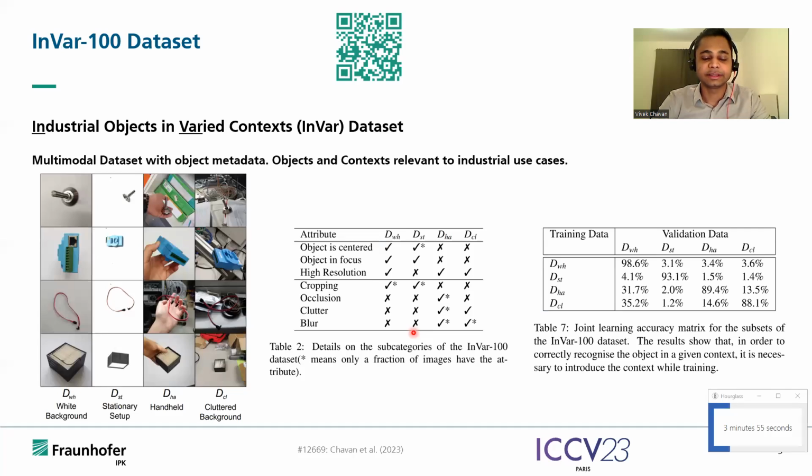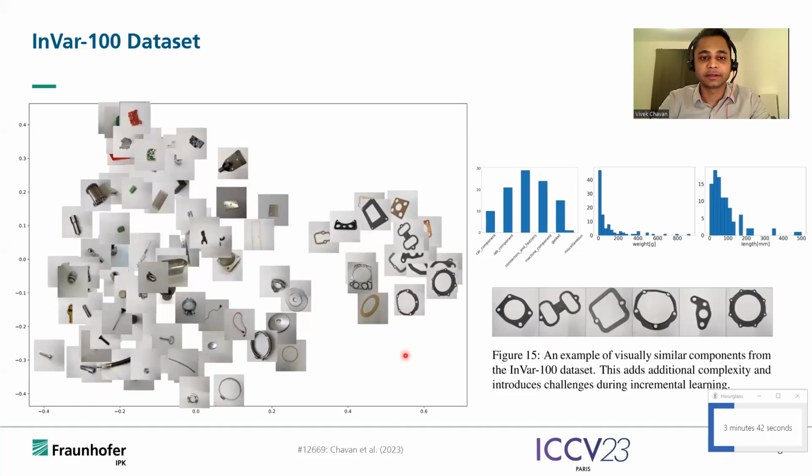We collect data on 100 industrial objects under 4 different visual environments, as you can see here, which have their own attributes. It's the Envar 100 dataset, which is available to everyone. These are the 100 objects in the dataset, and we also include metadata along with superclasses, lengths, weights, and descriptors. As you can see, some objects tend to be quite similar in nature, which tends to add more complexity during incremental training.